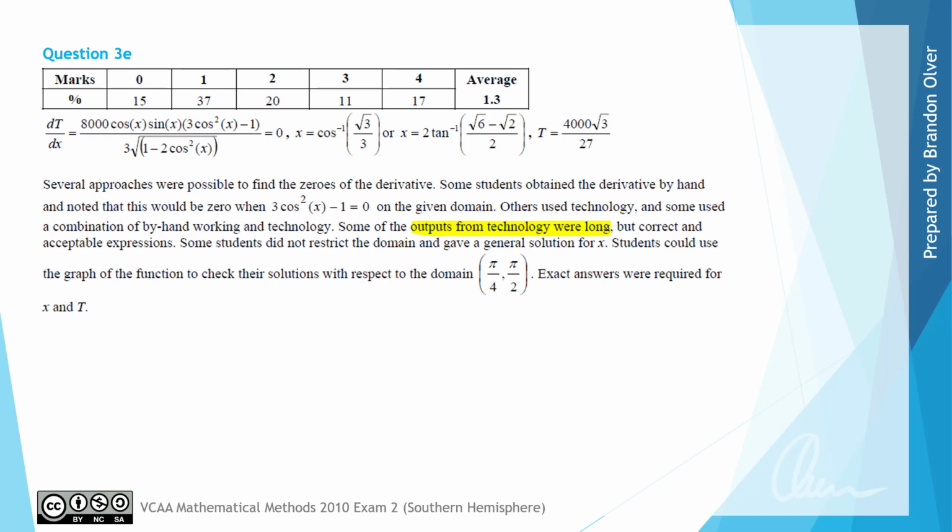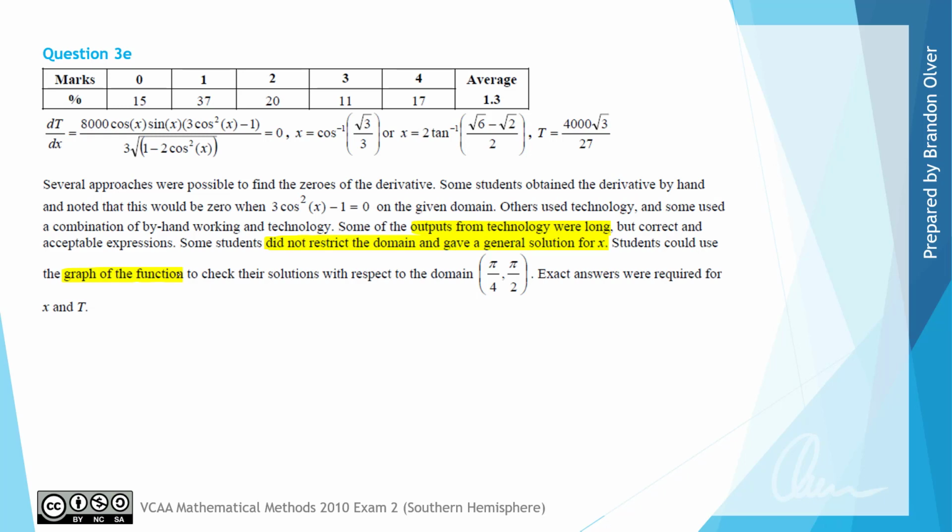The examiner goes on to say that some students did not restrict the domain and gave a general solution for x rather than the specific value of x that was required for the question. The examiner also suggests that students could graph the function to check that their solution with respect to the domain of pi on 4 to pi on 2 was the correct answer that you needed.